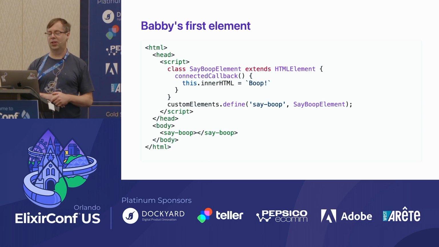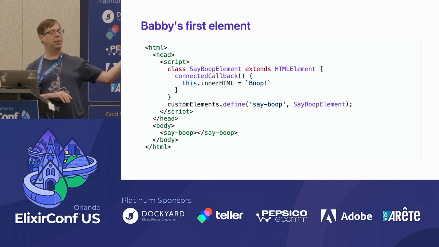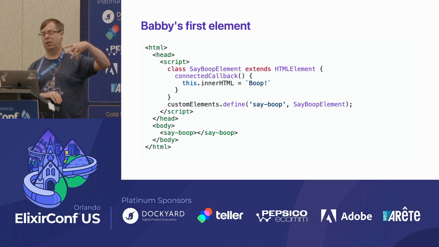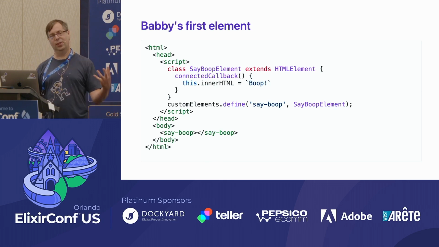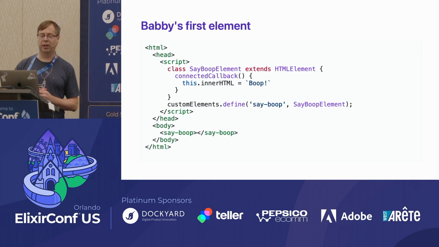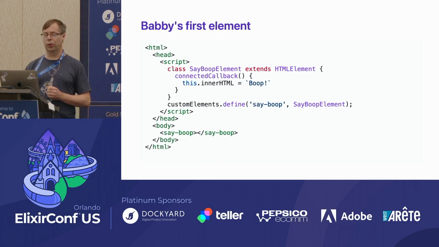In this case, I'm just saying boop. And then I'm defining my element. I'm giving it a tag called say-boop and mapping that tag to my implementation class. And then once I do that, I can just use that element on the page just like any other HTML element, because it is just like any other HTML element. So that's a really simple example.